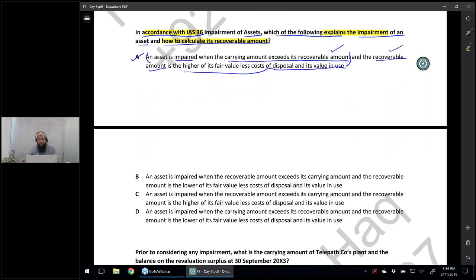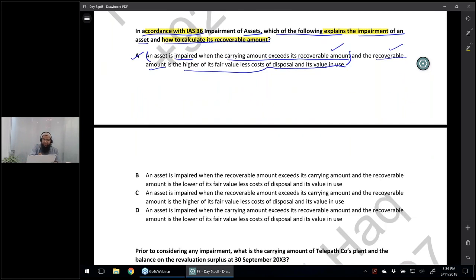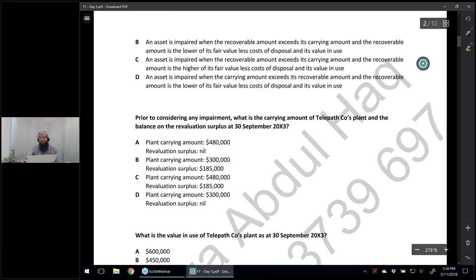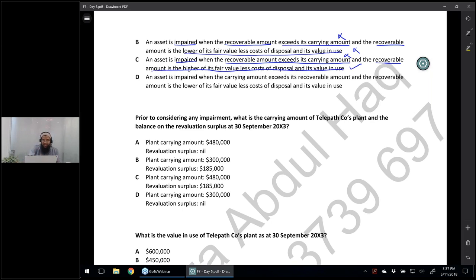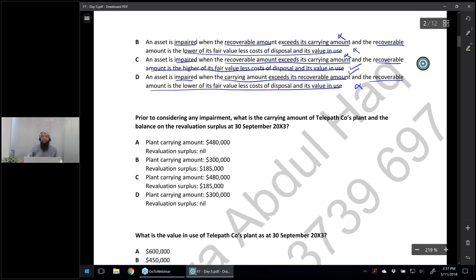Let's also read the other options. An asset is impaired when the recoverable amount exceeds the carrying amount. No. Recoverable amount is the lower of. No. Both the statements are false. An asset is impaired when the recoverable amount exceeds the carrying amount. No. The recoverable amount is the higher of its fair value less cost to sell. Yes. So option C is wrong because one statement is correct and one is incorrect. An asset is impaired when the carrying amount exceeds recoverable amount. Yes. And the recoverable amount is the lower of. No. So the right option was actually A in this case.